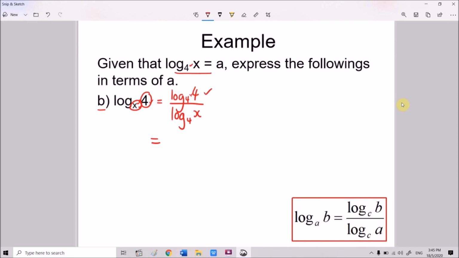Log base 4 of 4 equals 1. Log base 4 of x is this. Log base 4 of x equals a. So the answer is 1 over a.